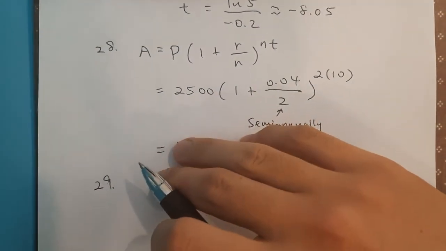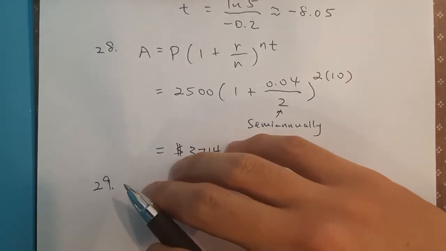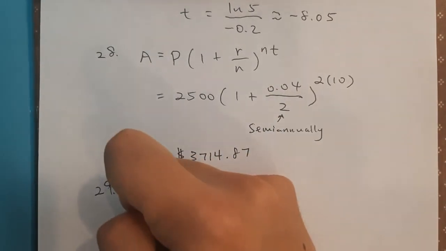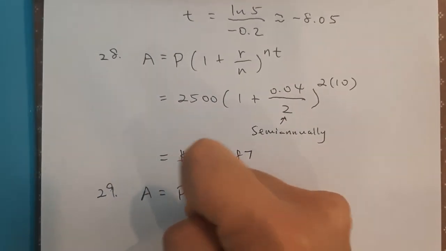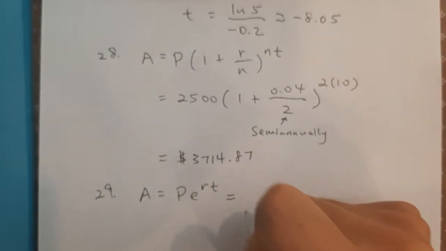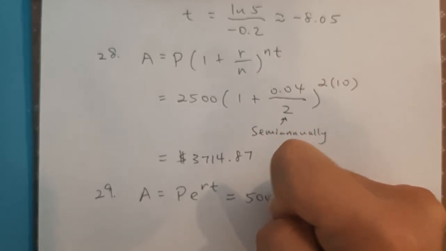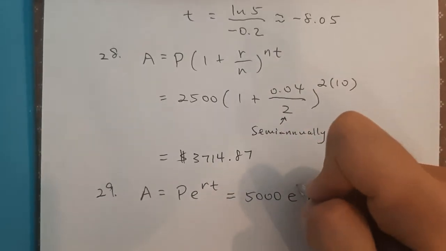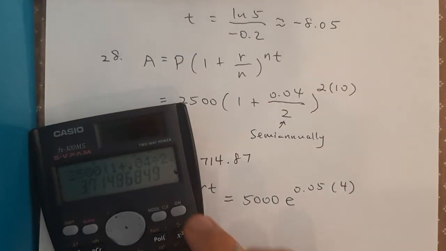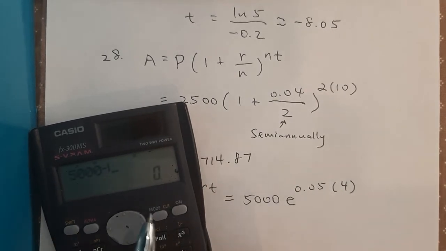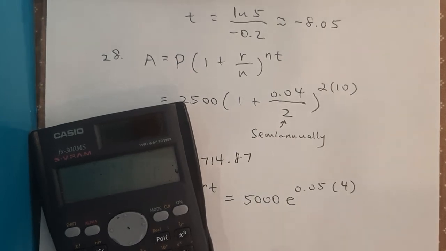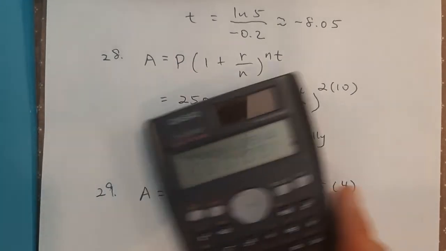So in 29, here we're going to find the accumulated amount after 4 years if 5,000 is invested at 5% per year compounded continuously. There's a formula for compounded continuously: A equals Pe to the rt. Just plug in the values. We have 5,000, e, r, which is 0.05, and then 4 years. Here we get 6,107.